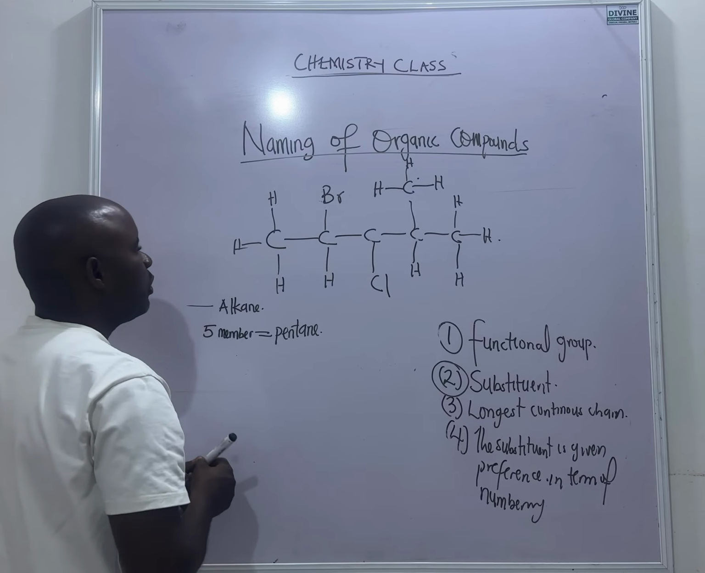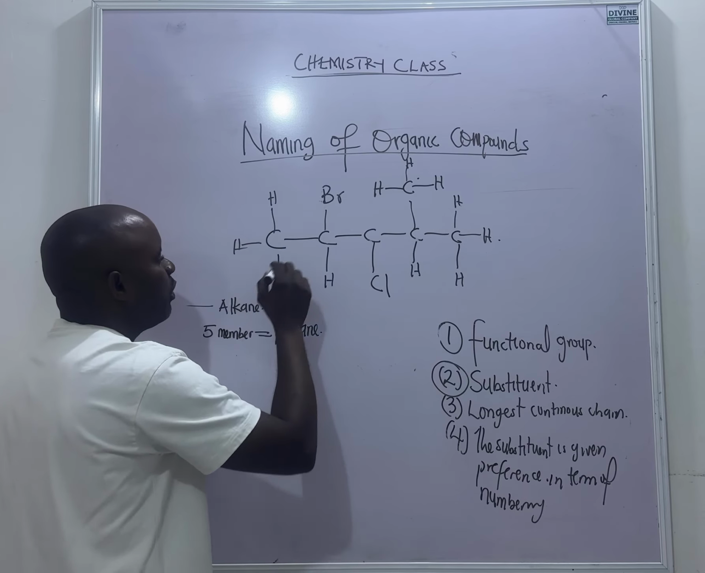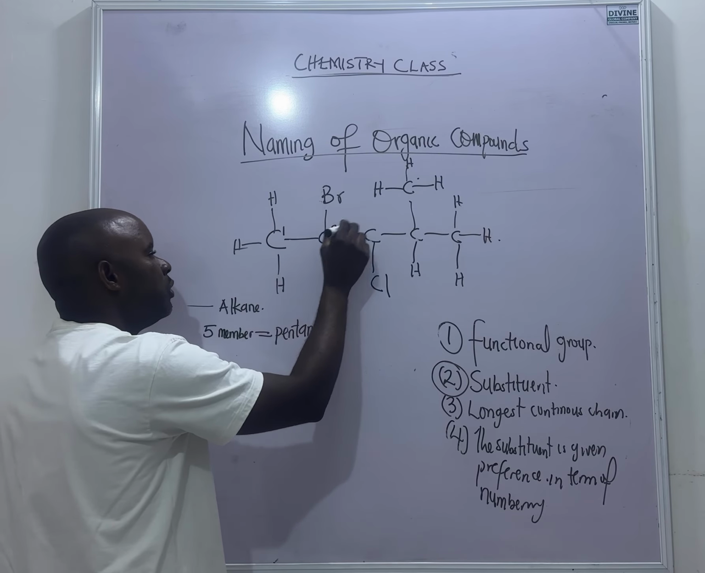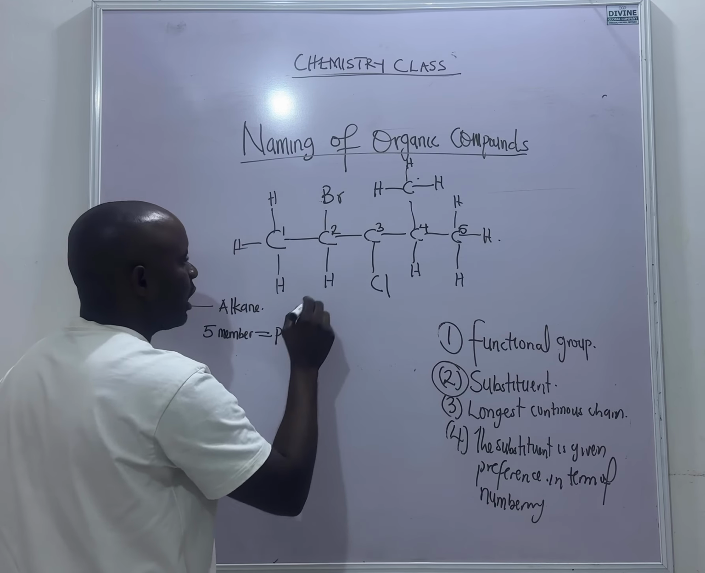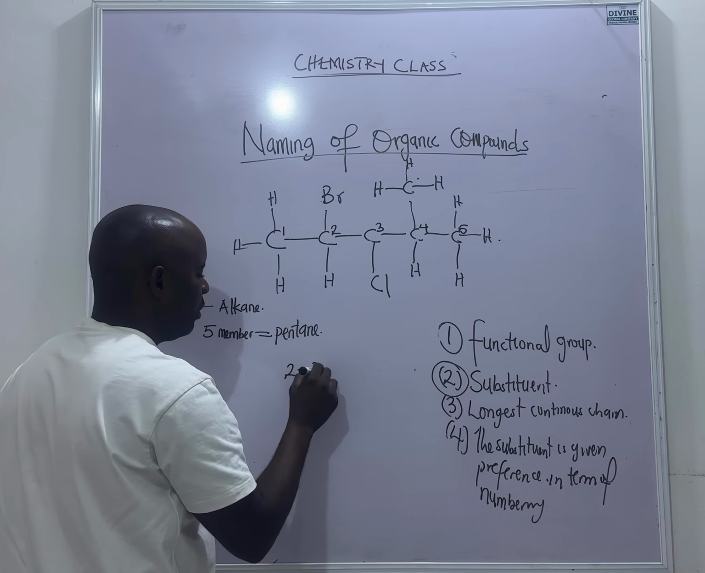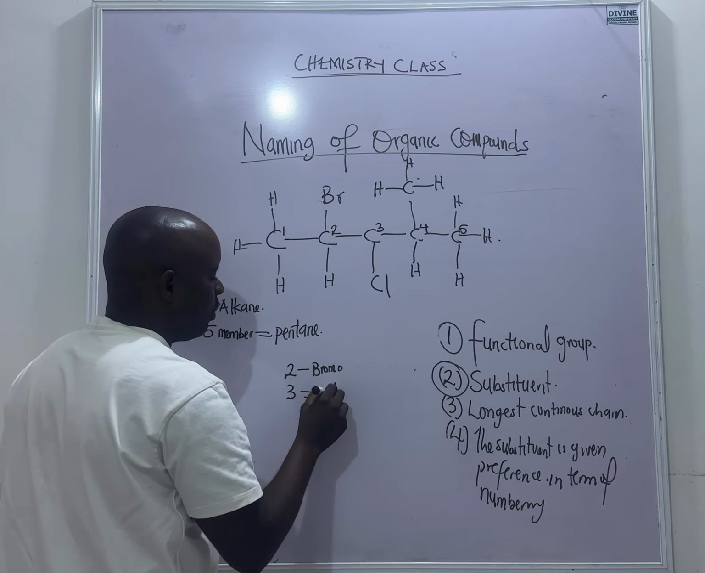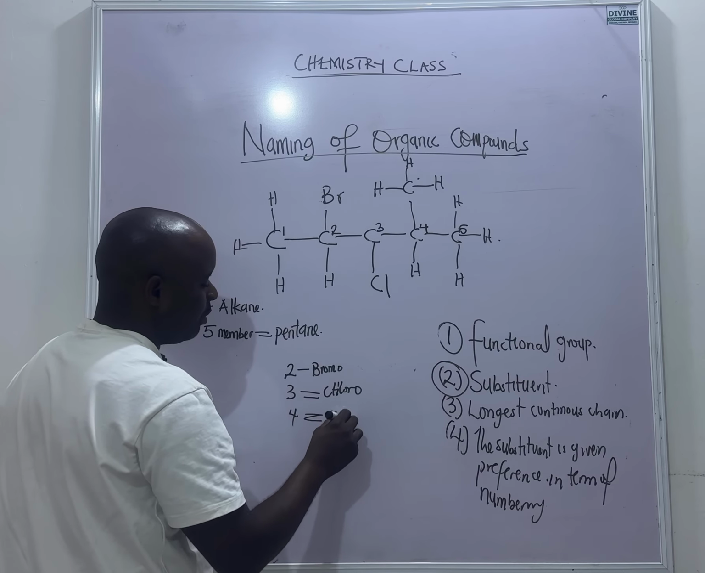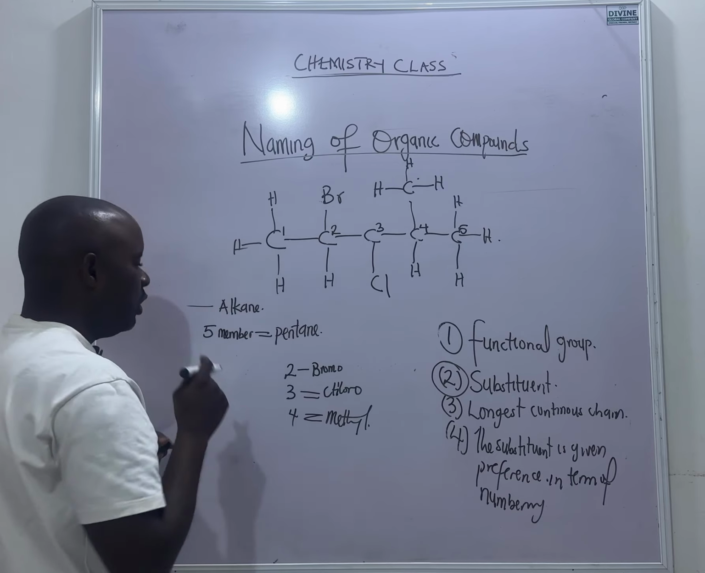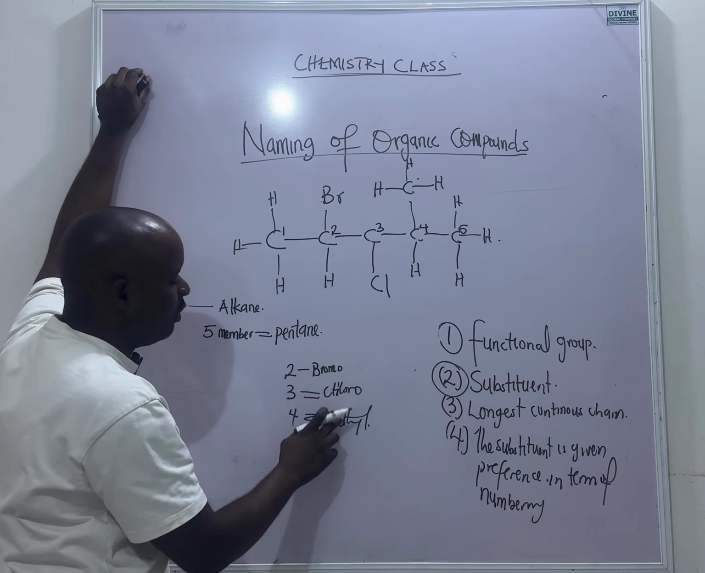Let's give preference to the substituents now. If we number from here, 1, 2, 3, 4, 5, at carbon 2 we have bromo, at carbon 3 we have chloro, and at carbon 4 we have a methyl group. So you can see bromo, chloro, and methyl on the carbons.